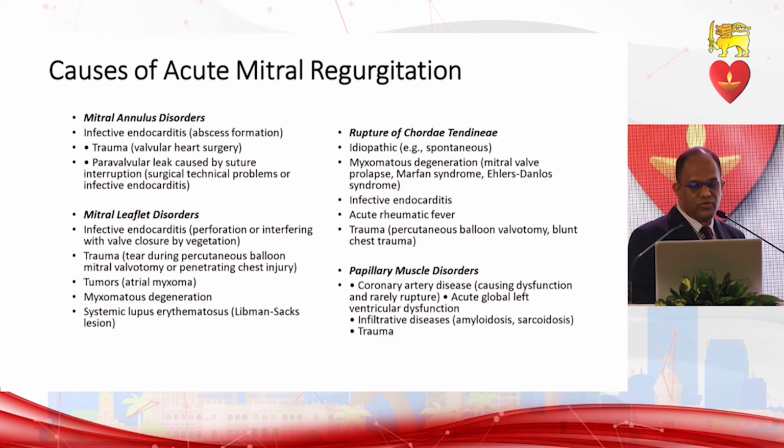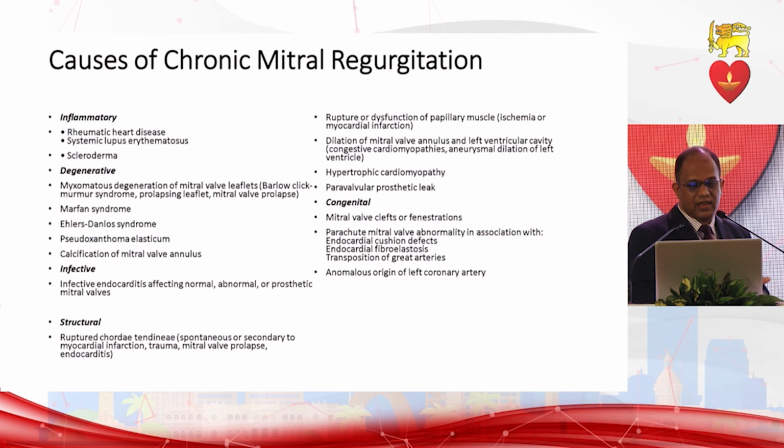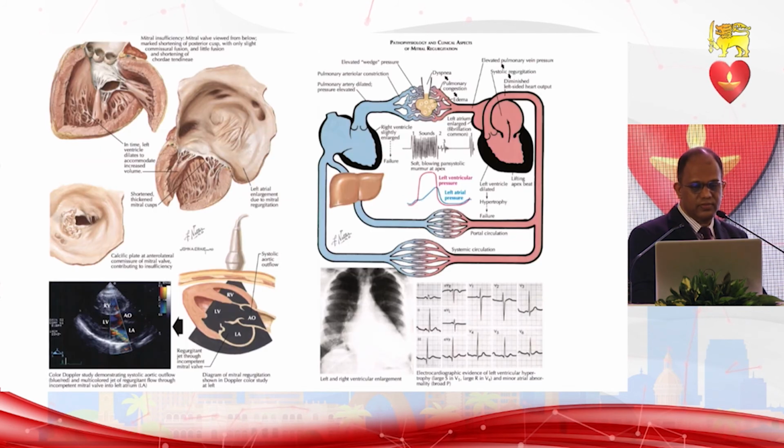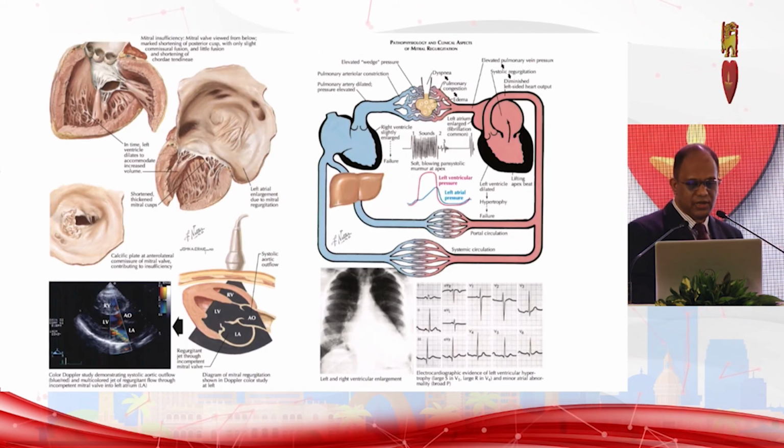So these are the causes for acute mitral regurgitation, and these are the causes for chronic mitral regurgitation. Due to the interest of time, I'm just skipping the slides. So this is the pathophysiology I explained already.